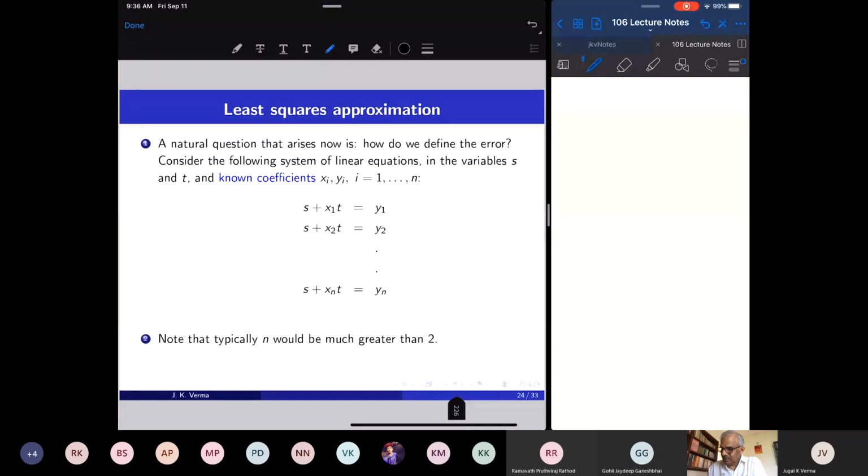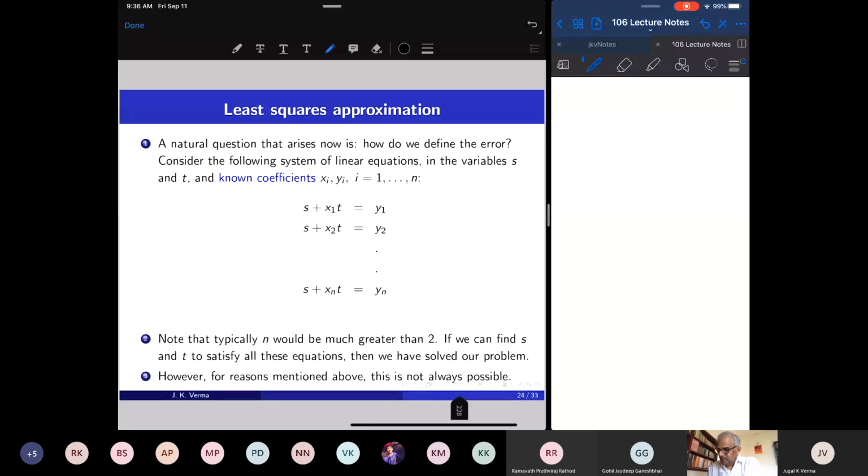The number of data is much larger than 2. When we conduct an experiment, we conduct many experiments to get the data. So n is much bigger than 2. If we find s and t to satisfy all these equations, we have solved the problem.